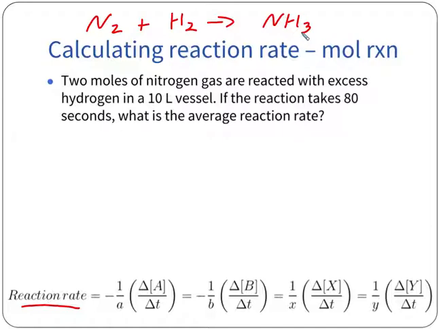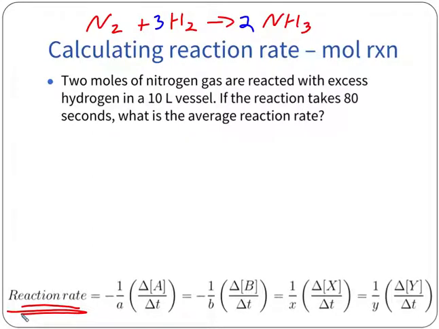Now we've got to balance it. To do the balancing, we have 2 nitrogens and 1 nitrogen, so we put a 2 out there. That gives us 2 times 3 is 6 hydrogens, so we've got to put 3 out here like this. All right, so that's going to give us our balanced reaction. So once we've done that, we're looking for the average reaction rate, and so we're looking for this reaction rate down here.